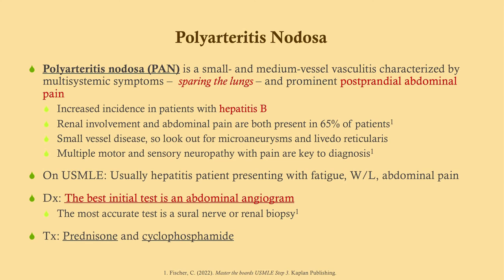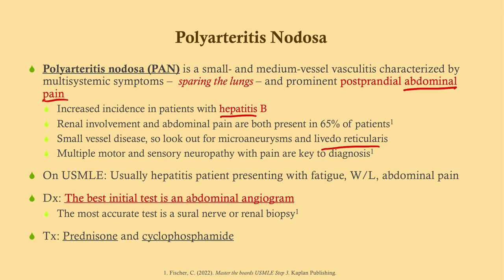Polyarteritis nodosa is a small and medium vessel vasculitis that's characterized by multisystemic symptoms, but these tend to spare the lungs. And it's also often associated with abdominal pain. Now, there's an increased incidence in patients with hepatitis B, but certainly not all of them. There are some unique things to look out for here because this tends to affect small vessels. Look for livedo reticularis, or that kind of mottling pattern on the skin. And then there may be some motor sensory neuropathy and pain.